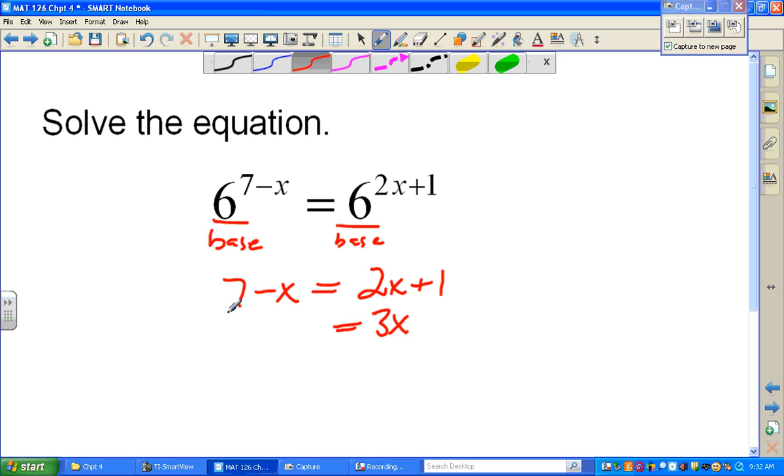3x equals 6. So x equals 2. Remember, in this equation, x, the domain, is all real numbers. X can be anything. So 6 to the 5th equals 6 to the 5th. That's one way of doing it. I'm sure you can think your way through that problem. Same bases, set the exponents equal to each other. If they're not same bases, make them the same base.